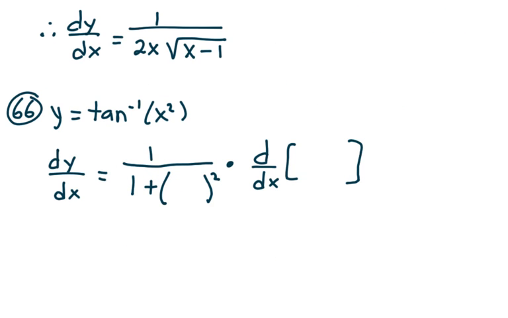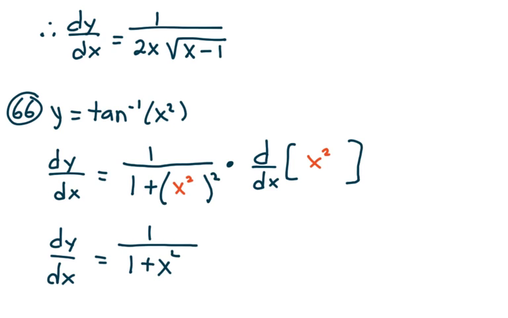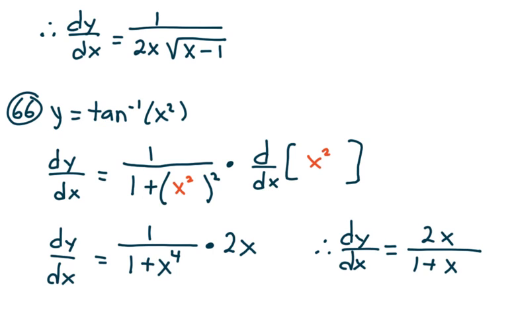So the inside function here will be x squared. So I'm going to put an x squared here and an x squared here. And so therefore dy/dx is 1 over 1 plus x to the 4th, right? Because 2 times 2 is 4, times 2x. And so therefore dy/dx is 2x divided by 1 plus x to the 4th. That's 66.